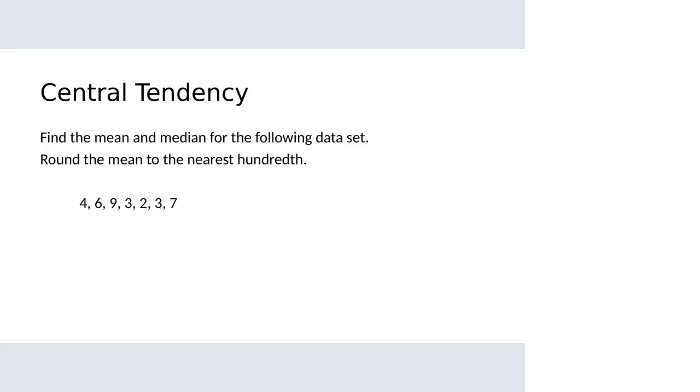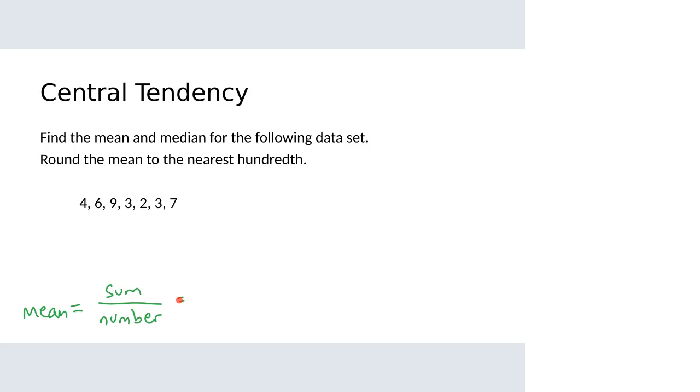Measures of central tendency. Might feel like a long time ago when we talked about statistics, but if we're asked to find the mean and the median of a data set, what we need to do is remember that the mean of a data set is what we get when we add them all up. We find the sum of the data points and divide by the number of data points. So the mean is what we get when we add them all up and divide by how many we have.